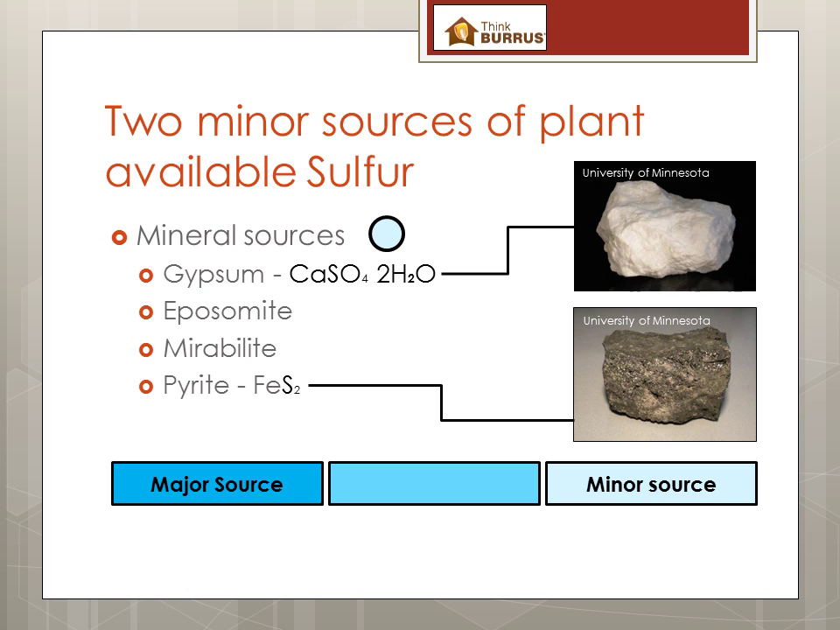There are several different mineral sources of sulfur. You can see gypsum, which we grind down into fine powders that can then react more rapidly in the soil, and we use that as a primary source of sulfur fertilizer oftentimes. And then pyrite is another one, as well as some other examples right here.